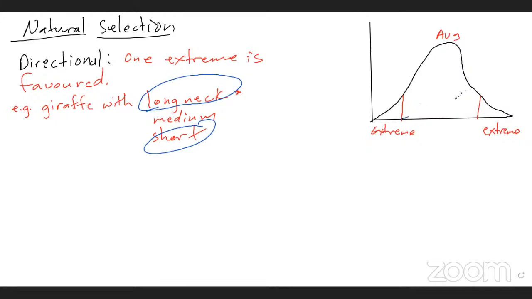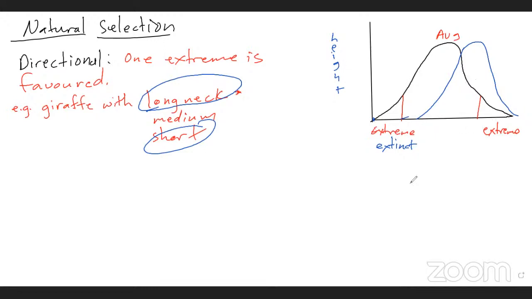So it's a shift in favor of the long neck, which means it now starts out here, because this extreme has now become extinct. So probably start from here, and the new peak will be at a higher height. The y-axis would have been the number of giraffes, and out here would be the height.